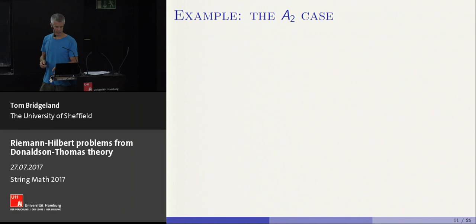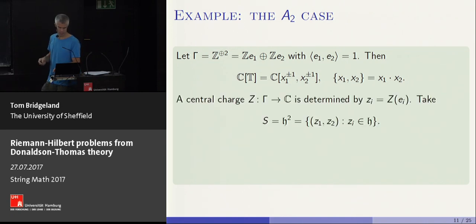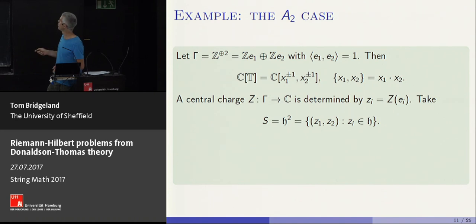Okay, so let's just quickly see the standard example. In this case, we just take a two-dimensional lattice with the two basis elements having bracket 1. So here's my torus. The functions are Laurent polynomials in two variables. Here's the Poisson structure. The central charge is determined by its values on these basis elements. I'm just going to assume that both of those values are in the upper half plane, but otherwise I can vary them freely. So this is going to be the base of my variation. I'm just going to take S to be two copies of the upper half plane, and that's what the central charges are.